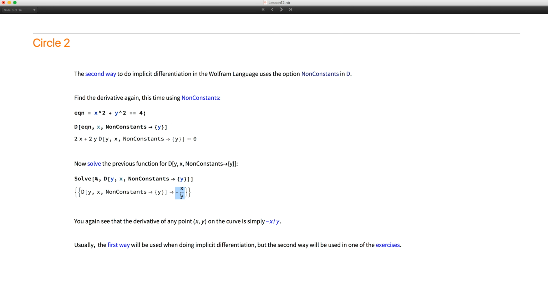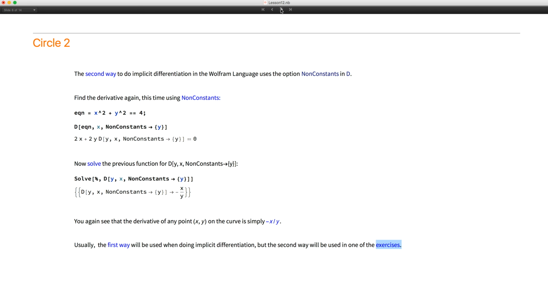So there are two ways: replace y by y of x, or use the NonConstants option. Usually we'll work with the first way. That's a little more natural, but there will be another case where we'll actually try and use the second method, but that'll be in the exercise for the lesson.